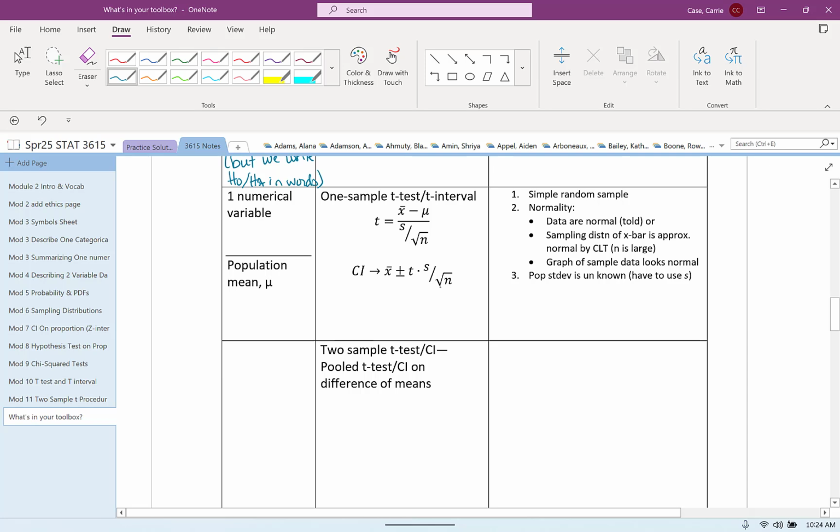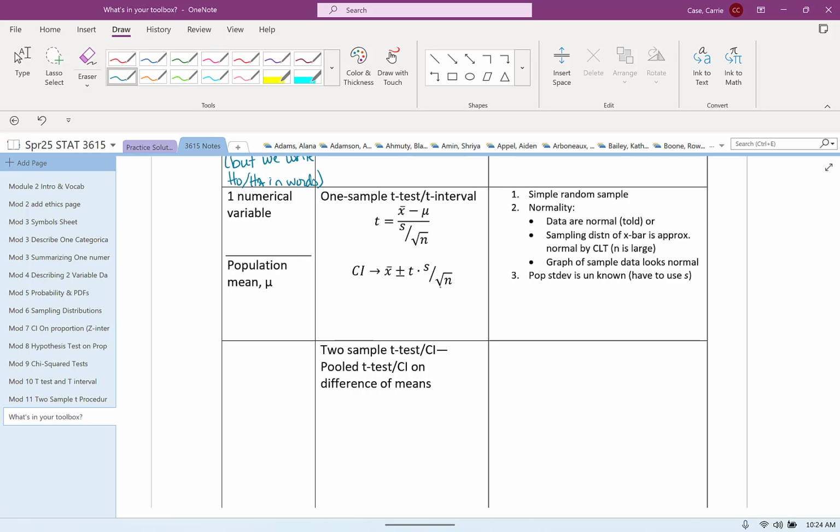And again, if you don't remember or know what these variables stand for, go back to your variables and vocab sheet. This is stuff you need to know by now. We do have to have a simple random sample of our numerical data. We do have to show that we have normality. Either we know that this variable is historically normal and we're told so in the problem, or the sampling distribution of x bar is approximately normal by the central limit theorem. So n is large, specifically n is greater than or equal to 30.